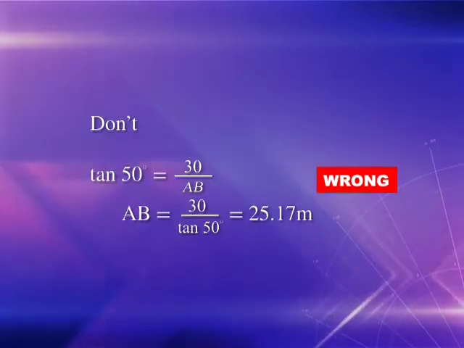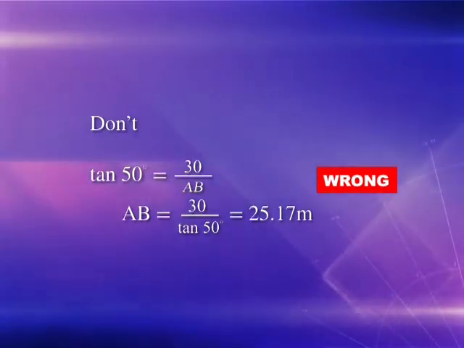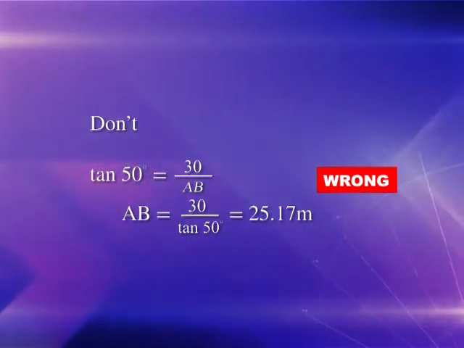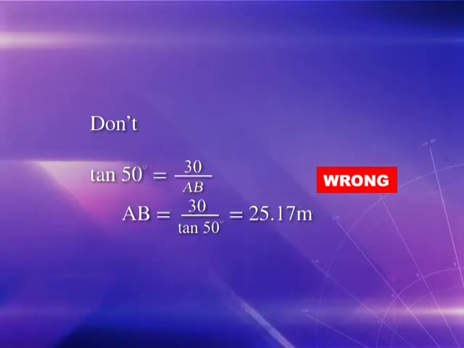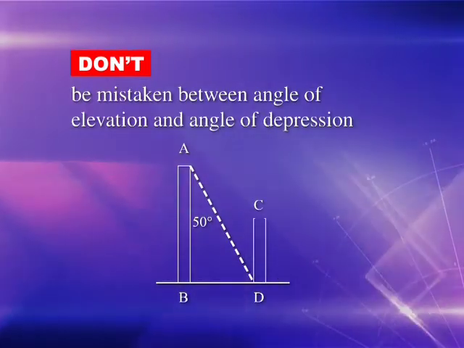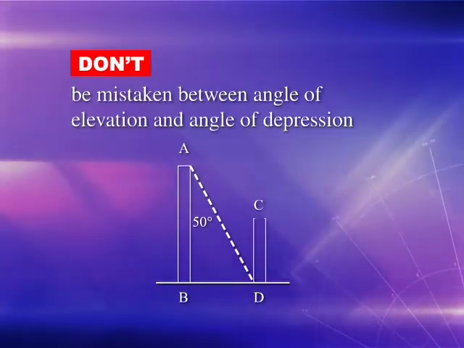Here's what you don't do. Tangent 50 degrees equals 30 over AB. AB equals 30 over tangent 50 degrees equals 25.17 meters. This is wrong. Don't be mistaken between the angle of elevation and angle of depression. So how was that? Pretty simple, right?